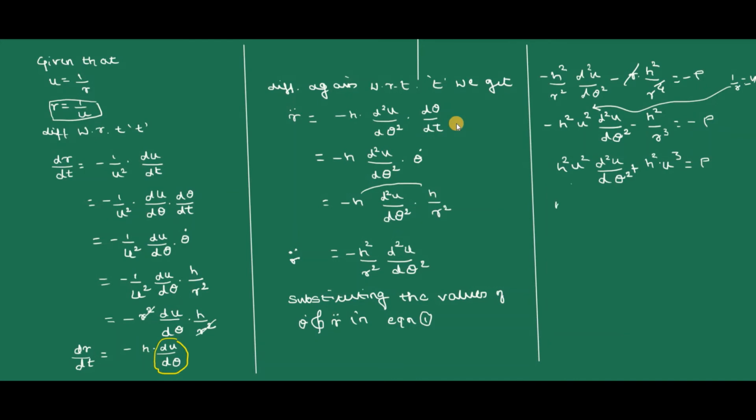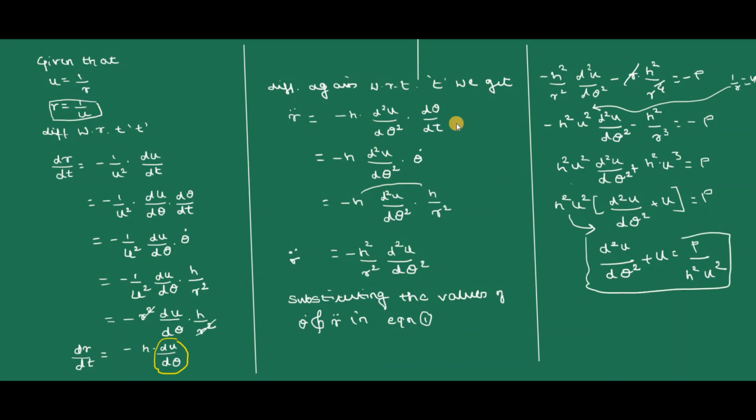And now throughout you can take h square u square common. If we take h square u square common, we are left with d square u divided by d theta square plus u is equal to p. Transpose this h square u square to the right hand side. D square u divided by d theta square plus u is equal to p divided by h square u square, which is the required equation of the central orbit.